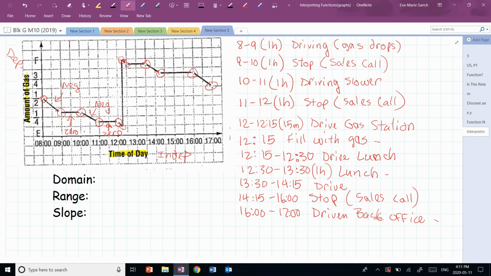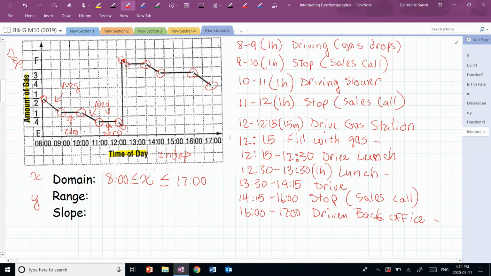Okay, now we need to go back and remind ourselves of our domain and range. So remember, domain is the X values and the range is the Y values, okay? So our X is going left and right. Our X in this case is going to be at the highest 1700 hours. So it's going to be less than or equal to 1700 hours. And it's going to be higher than the lowest value, which is 800 hours.